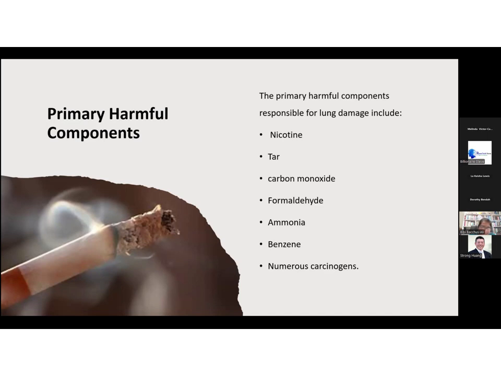Tar is a sticky black substance that results from the incomplete combustion of tobacco. It contains numerous carcinogenic chemicals and many irritants that directly damage the lining of the airways or the respiratory epithelium. The accumulation of tar in the lungs basically coats the airway surface and impairs ciliary function. The cilia are there to clear mucus and debris. When this is damaged, it leads to increased mucus production, inflammation, and also the destruction of alveolar tissues.